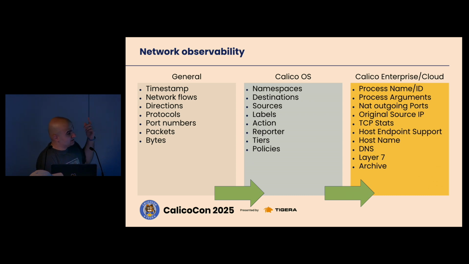That being said, we actually take this even further with Calico Enterprise and Calico Cloud. It gives you process ID, process name, process arguments, NAT outgoing ports, original source IP, TCP stats, host endpoint support, hostname, DNS, layer 7, and archiving. All the logs will be archived for you in Calico Enterprise and Cloud. So it's sort of like every step, we add a lot more to it.